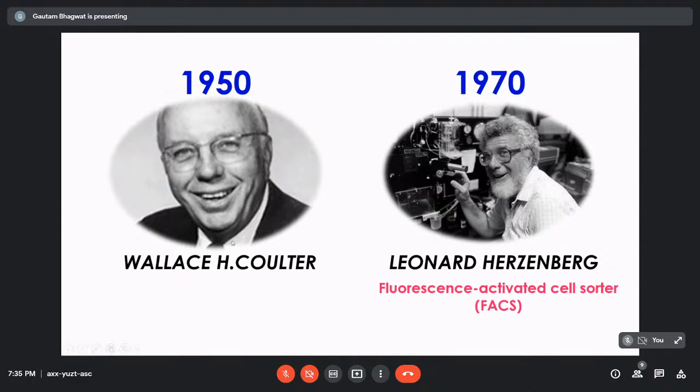I need not tell you the importance or the contributions given by Wallace H. Coulter, but the other person, Leonard Herzenberg, is one who made the first prototype of a fluorescence activated cell sorter, the FACS, and he actually took a loan to set up his entire lab, but he gave an instrument which is an integral part of a hematopathology lab, at least in today's scenario. So I cannot imagine a lab without a flow cytometer, because if you ask any PG student or a new resident, what does a flow cytometer do? It diagnoses leukemia and lymphoma. So a diagnosis of leukemia, lymphoma, which is the core of hematopathology, cannot be possible without flow cytometers.